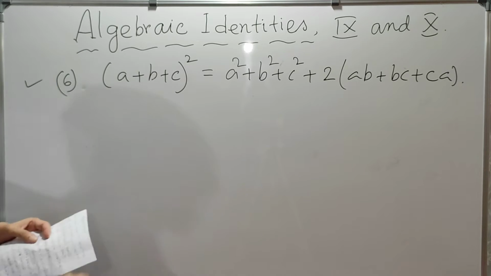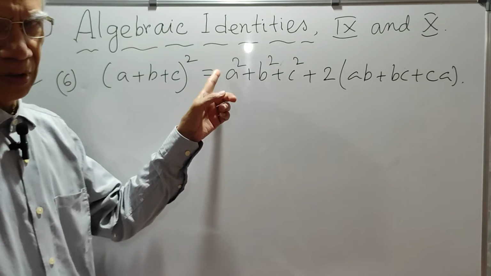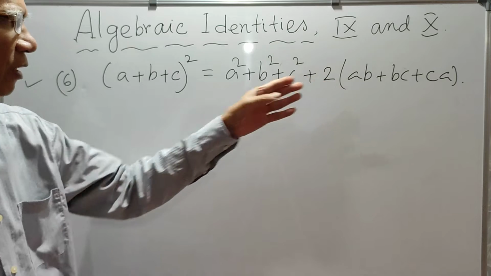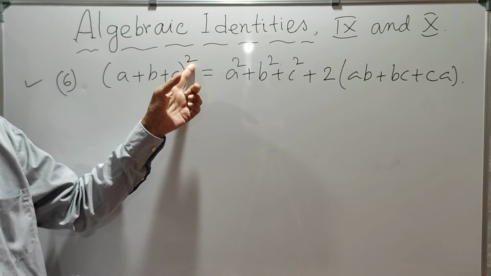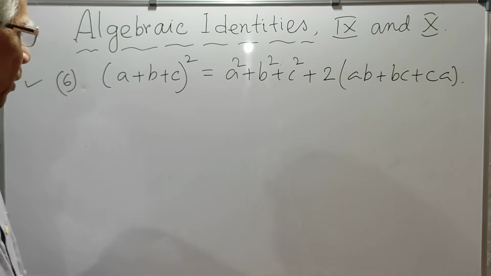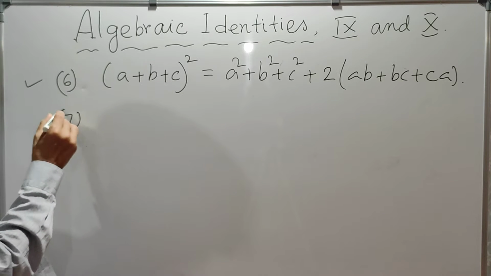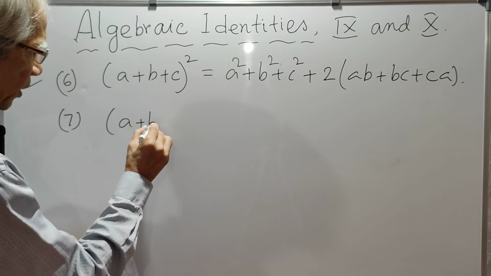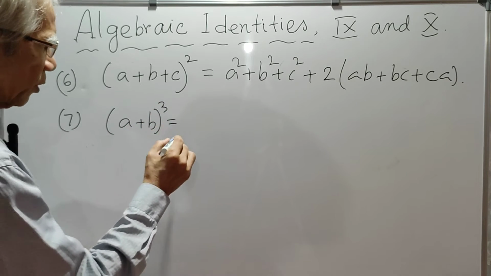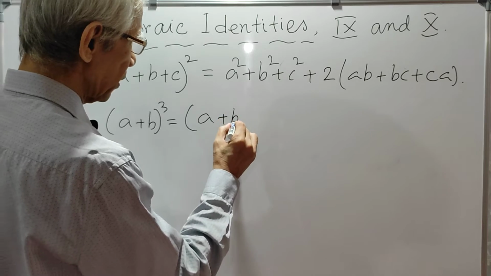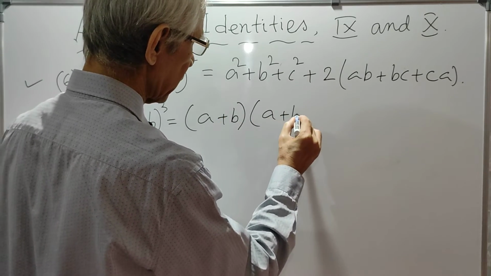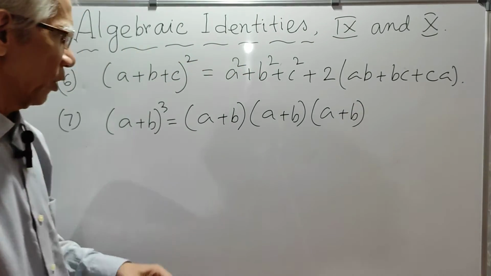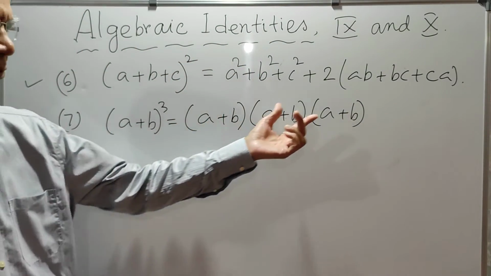Now up to here you saw all squares. Next, from 7 onwards we will see cubes. So up to here all identities had whole square. Next we will see number 7, that is a plus b whole cube. Now a plus b whole cube means what? a plus b into a plus b into a plus b, isn't it? So a plus b whole cube is a plus b into a plus b into a plus b.